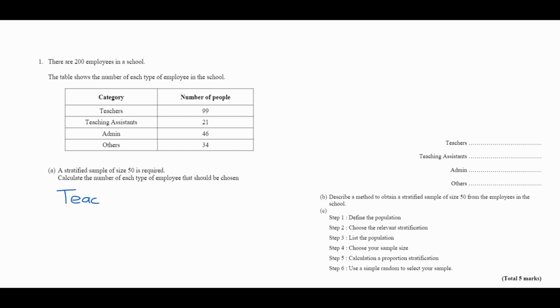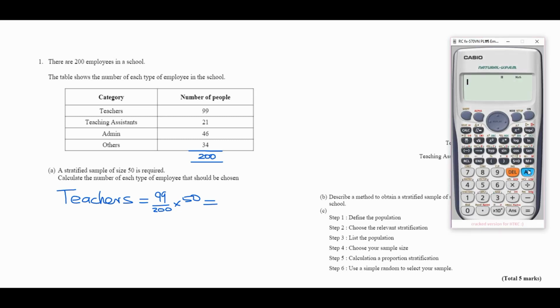So teachers first. What you want to do is add these up and find out the total, which is 200. So out of 200, the teachers group is 99. So 99 over 200 times the sample size, which is 50. You can use the calculator quickly and find out the value.